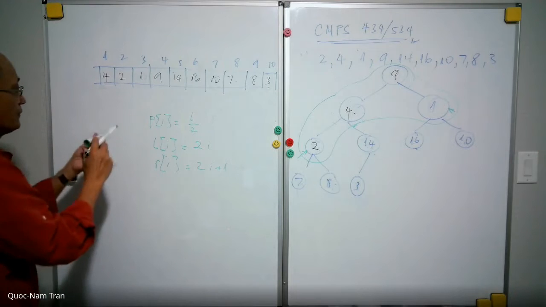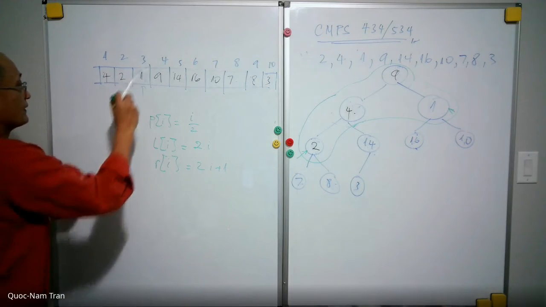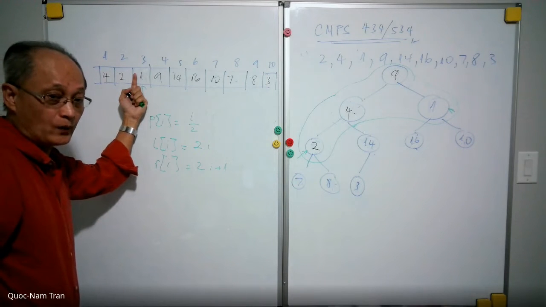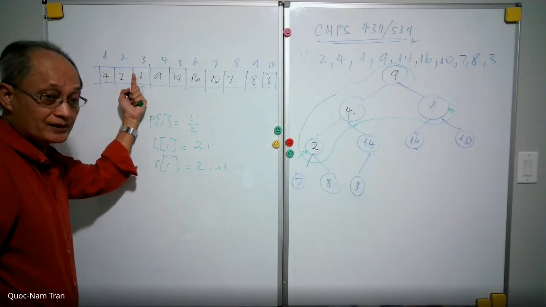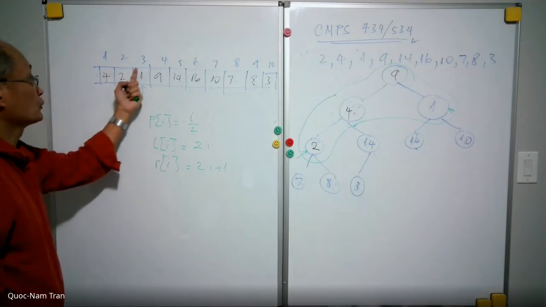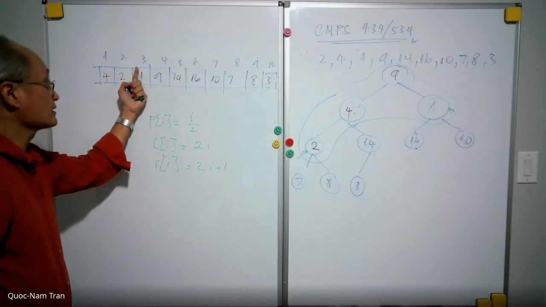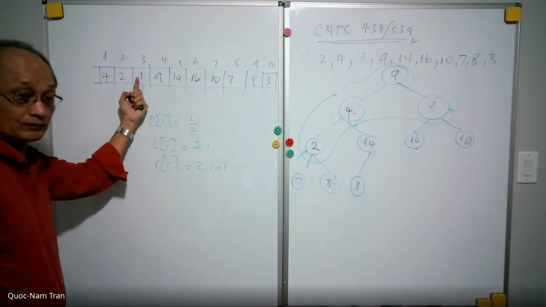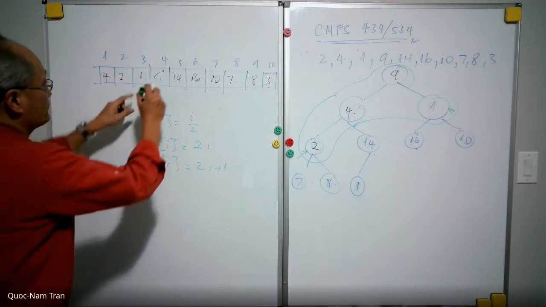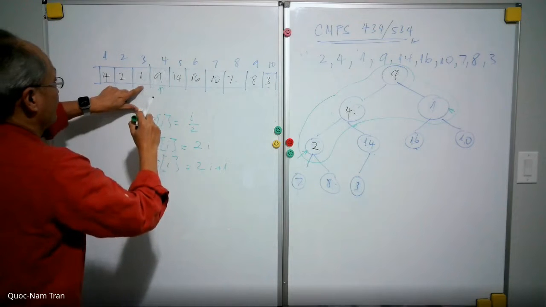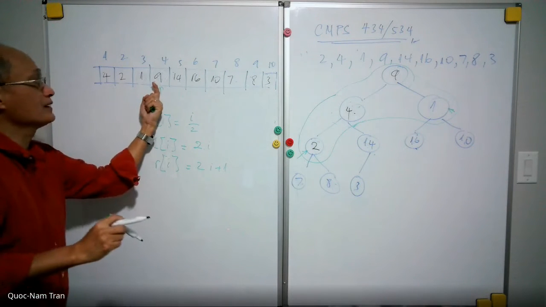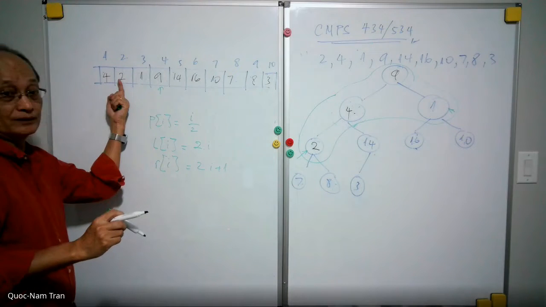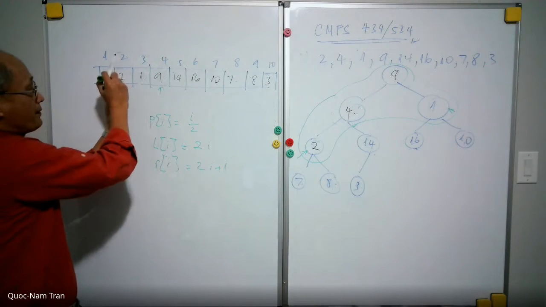Now we move to the next node. Okay. 3, we compare with the parent. We know that the parent of this is 1, right? 3 divided by 2 is 1. So we compare with the parent, which is smaller. So we don't do anything. We move to the next. So now from here, we compare with the parent, which is 2, right? So we swap.